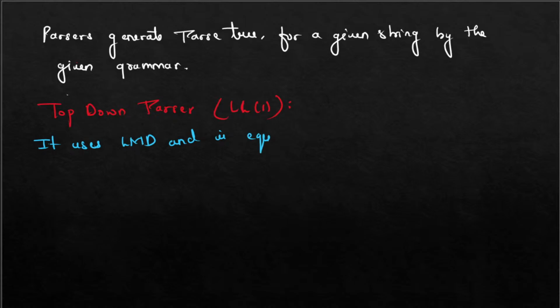Now let's understand top down parser, which is LL1. Okay, top down parser which is LL1. So the very first is, it uses LMD, leftmost derivation, and is equivalent to DFS, which is depth first search in graph. Okay, so it is like this.